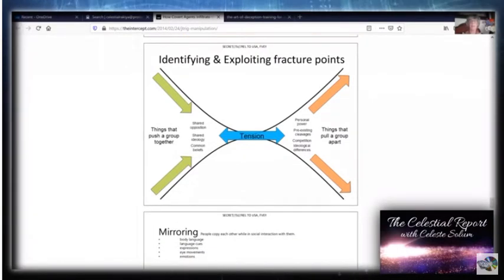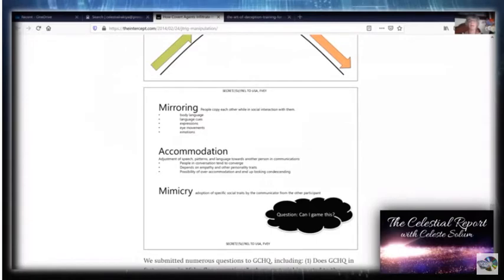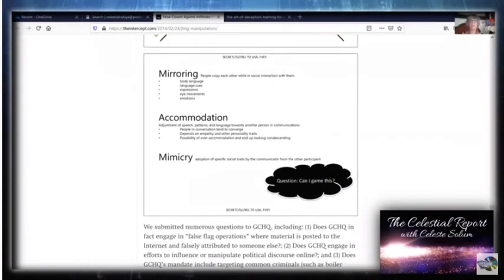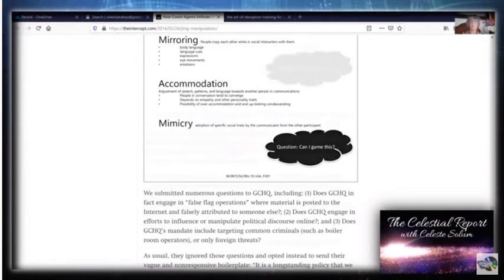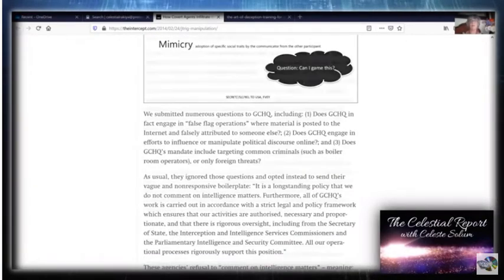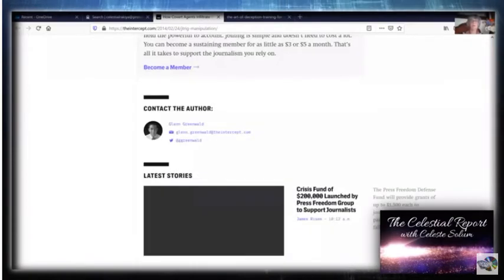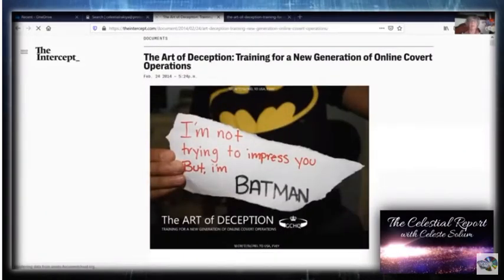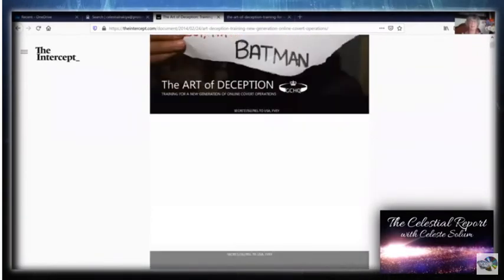Then there's other techniques, mirroring. So there's body language, language cues, expressions, and eye movements and emotions, and accommodation, speech patterns, language, and then mimicry, adopting social traits. So this is a pretty interesting article, but we're going to go over to the art of deception. I'm not trying to impress you, but I'm Batman. And if you believe that, I have a bridge to sell you.